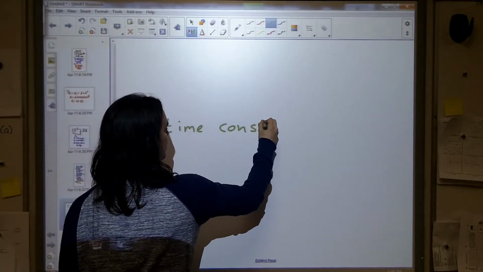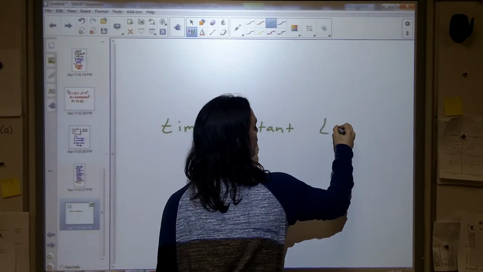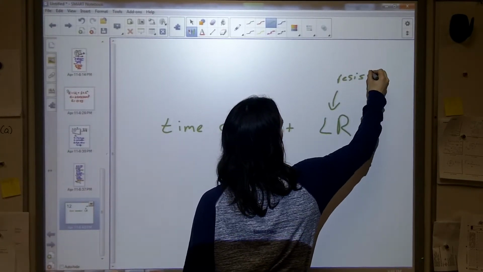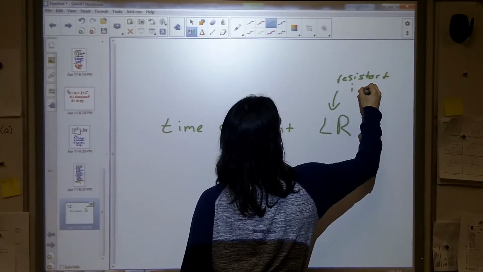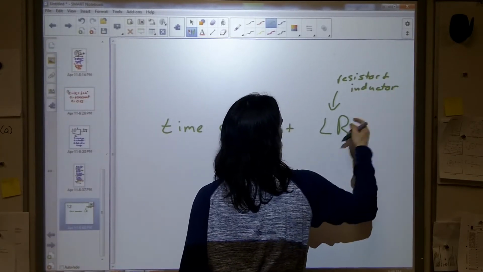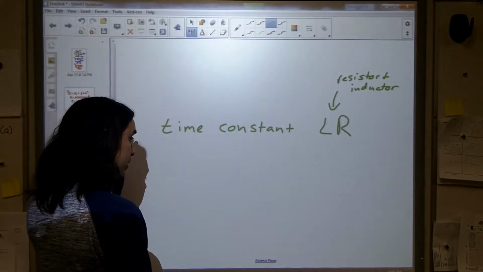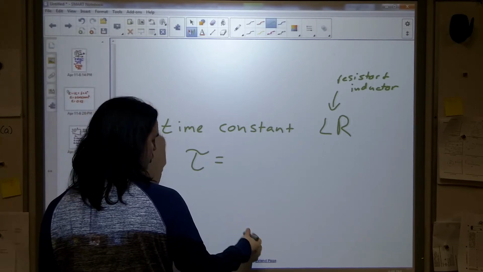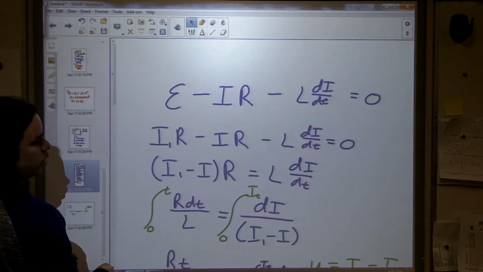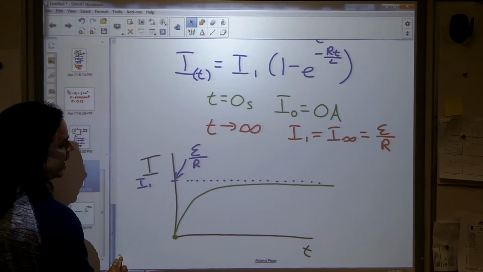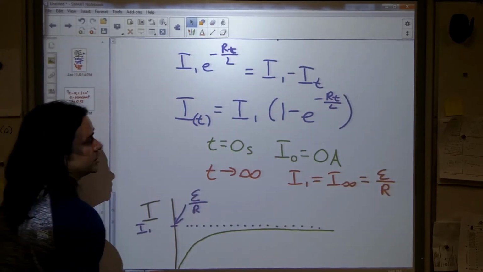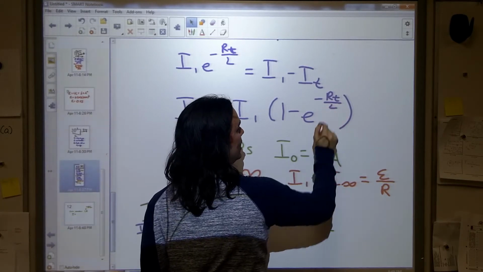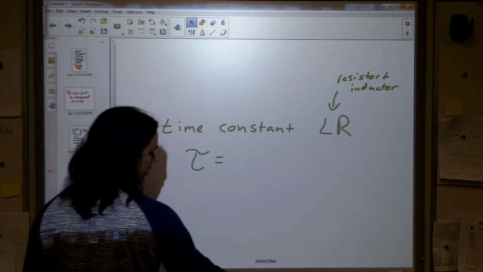Time constant for an LR circuit, which is shorthand for resistor and inductor. Again, L's are usually used for inductors, at least in circuits. The time constant, tau, is going to be equal to, well, just like we saw before, it'll be t divided by tau, our time constant. It's going to work just the same way as we did before, t divided by RC, where RC was tau. Now it's L divided by R.